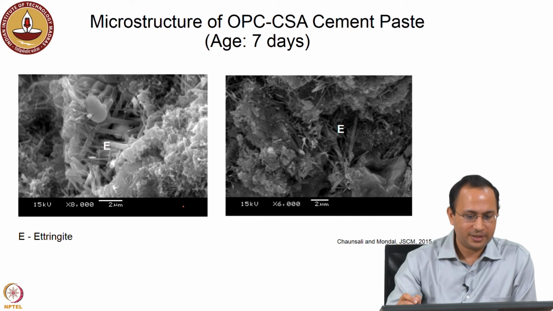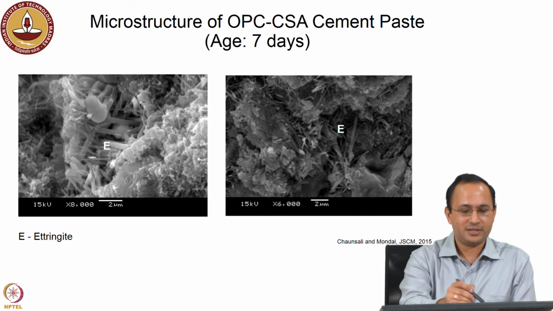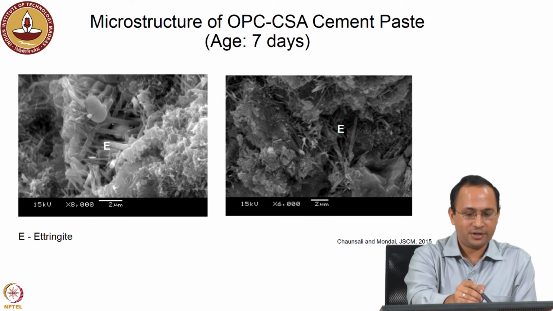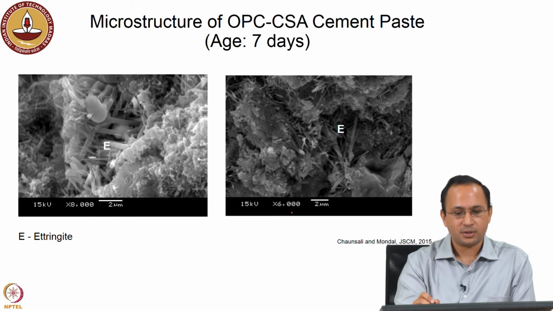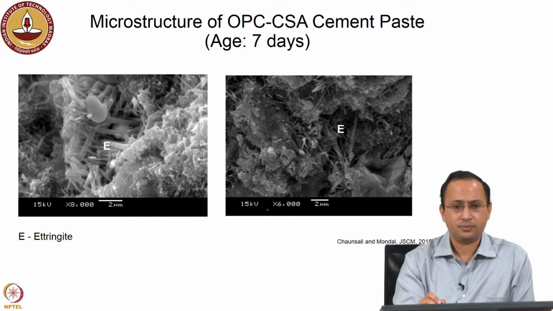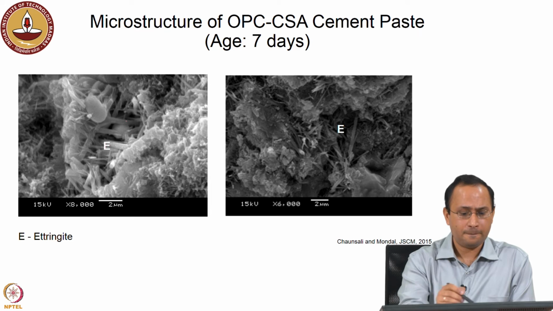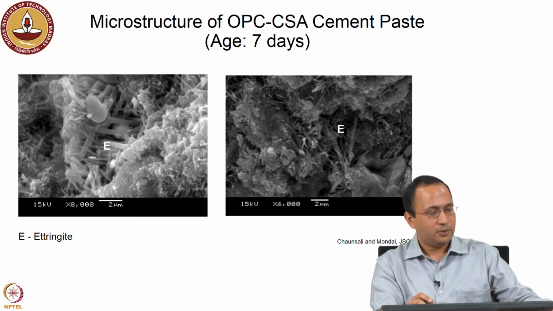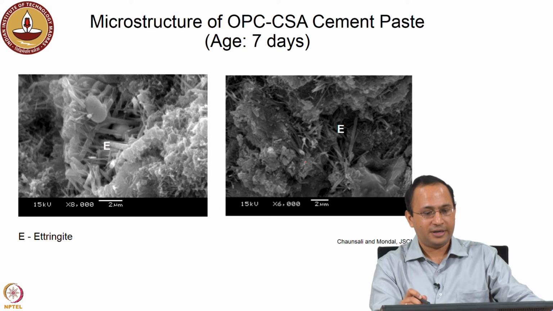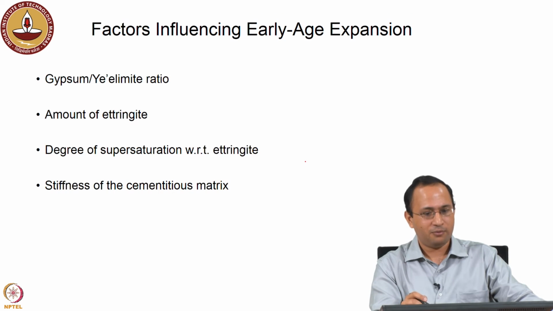If you look at the microstructure, we know that there is a lot of formation of Ettringite crystals, and we see a lot of needle-like structures, right. These are the micrographs of the 7-day-old sample, so you see a lot of needle-like structures in both. Now, it is important to look into this because this is the phase which is giving you expansion. If you have a lot of Ettringite, you will see expansion, and we want expansion just enough to counteract shrinkage, right.